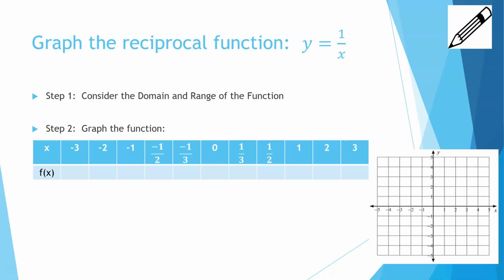Okay, today we're going to start to look at the graph of the reciprocal function. And the reciprocal function is y equals 1 over x. So this is going to be considered the parent function. So we're going to spend some time figuring out some key characteristics of this, and then we're going to talk about how to shift it based on some other stuff we've already learned this year. So step 1 says consider the domain and range of the function.